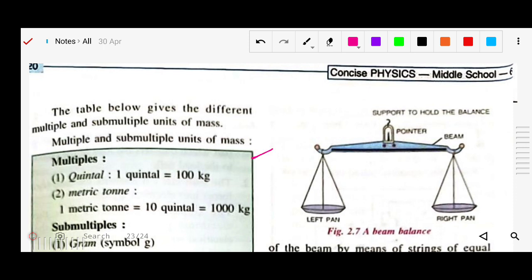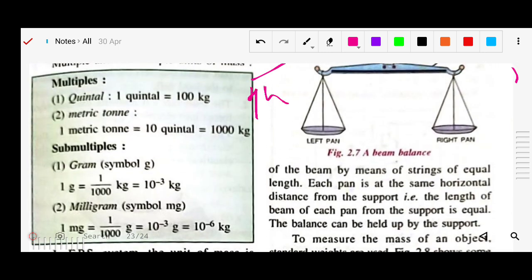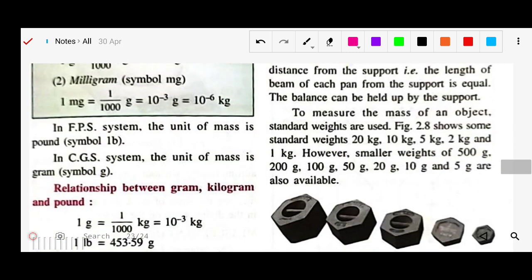Here some units are given. This is your homework. You have to write them in your copy and learn these values: 1 quintal equals 100 kilograms, 1 metric ton equals 10 quintals, which is 1000 kilograms. For small units, 1 gram is 1 by 1000 kilogram, and 1 milligram equals 1 by 1000 gram. You have to write these in your copy and learn them.